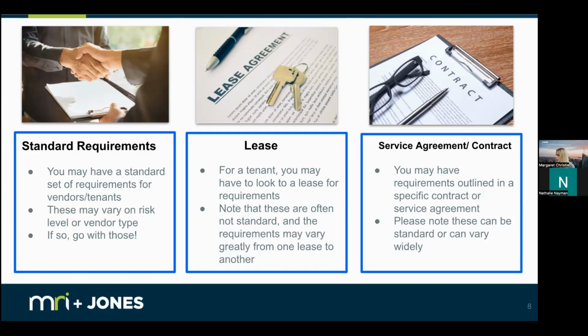Lastly, service agreements and contracts. You may find a specific contractor service agreement with a particular vendor, contractor, subcontractor, and you may have specific rules for them that you have. If you are using Jones, all of these requirements are abstracted for you and put onto our platform, where we can automatically check your insurance documents against them.